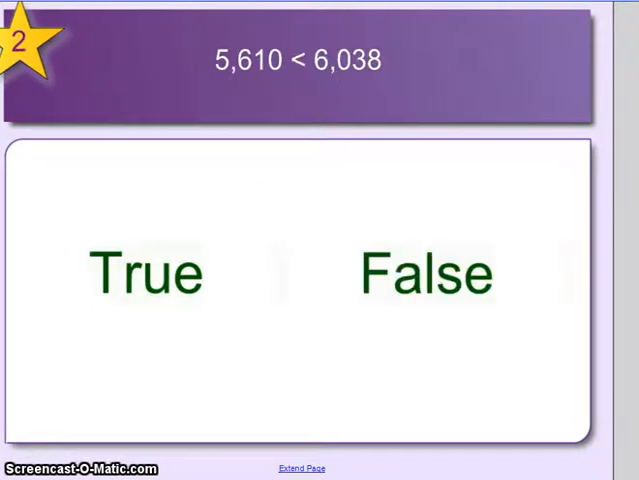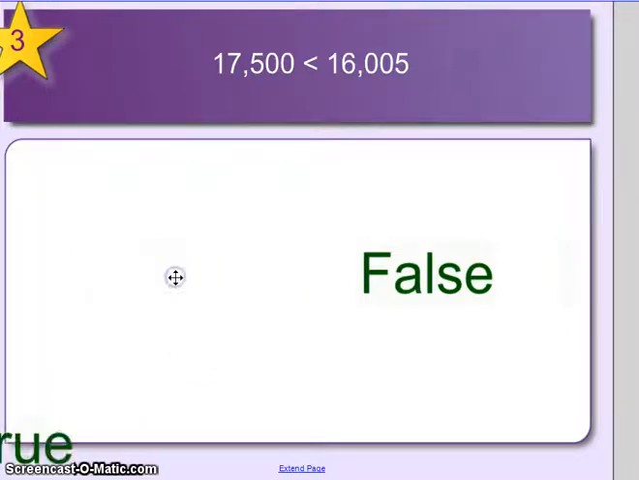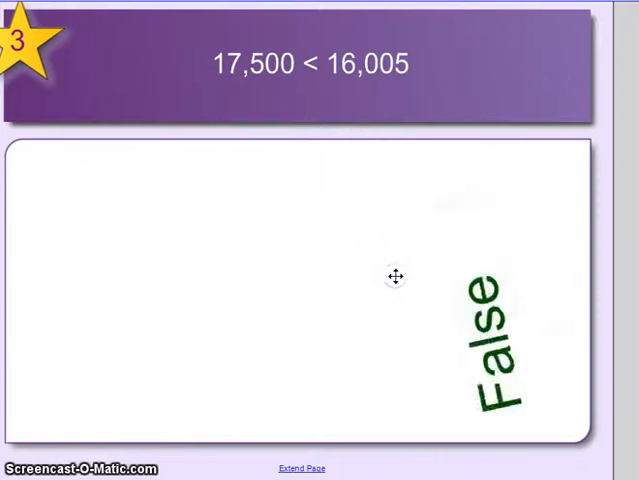Moving right along. How about this one? 5,610 is less than 6,038. That statement is true. 17,500 is less than 16,005. Well, let's see. It's false.